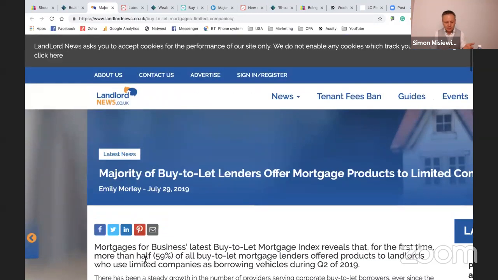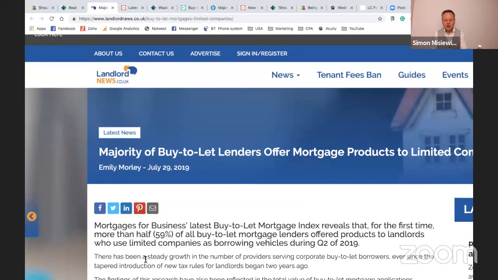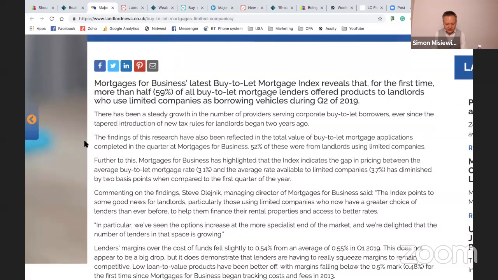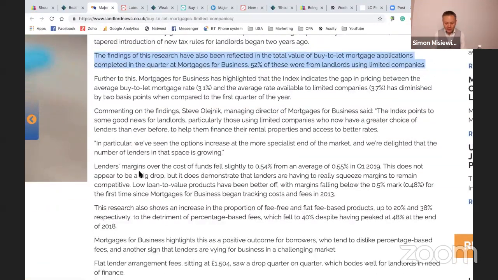But coming back to this article, again, landlordnews.co.uk: majority of buy-to-let lenders offer mortgage products to limited company structures. And it was just saying the findings of this research were reflected in the value of buy-to-let mortgage applications completed in the quarter. Mortgages for Business found 52% of landlords were using limited companies. I've got to be honest, I reckon it will be more than that altogether. Lenders' margins over the cost of funds fell slightly to 0.54%, from an average of 0.55. This does not appear to be a big drop, but it demonstrates that lenders are having to really squeeze margins to remain competitive in low loan-to-value products.